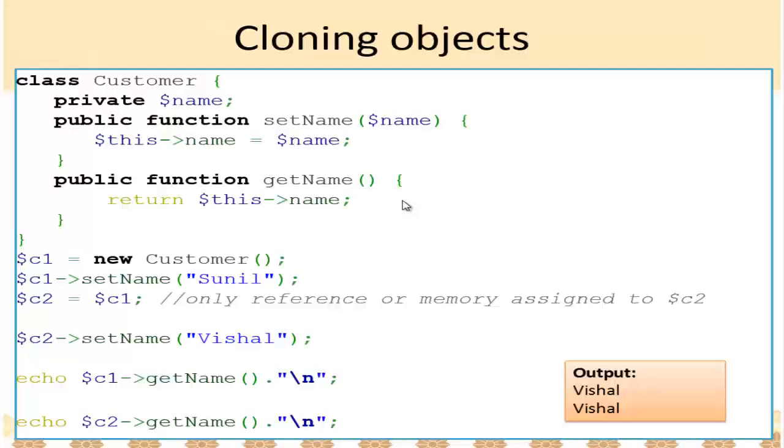Now, if I print the get name over here, because when I make a copy, both of them will be pointing to the same object. So it is not like a value copy. So yes, C1 and C2 are now pointing to the same object. If any one of them makes a change to the value within the object, it is automatically reflected. So here, after making a reference copy, C2 changes the name from Sunil to Vishal. If you use C1 and get the name, or if you use C2 and get the name, both of them will be Vishal because both of them are pointing to the same object.